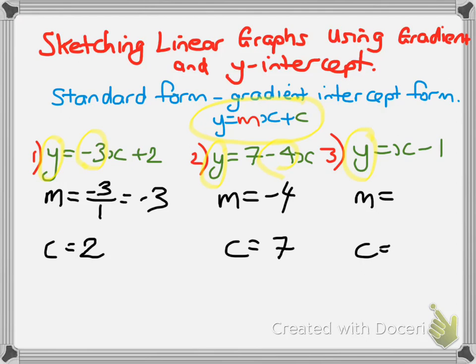Question 3, standard form? Yes, it is. The gradient, what number is sitting in front of the x there? Well, because there isn't a number that's visible, it must be the positive 1. And our y-intercept is negative 1 in this instance.